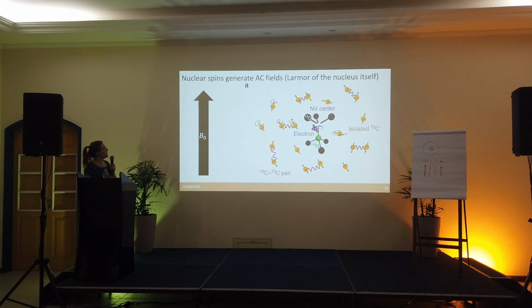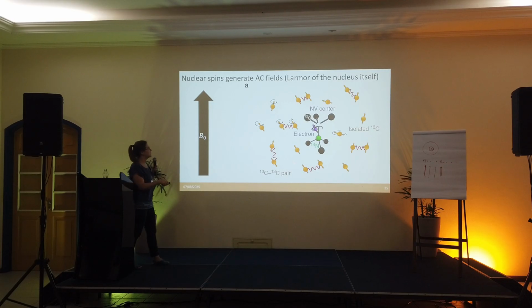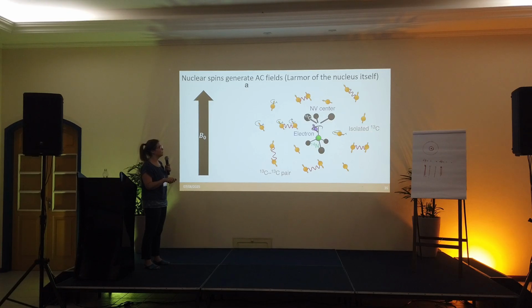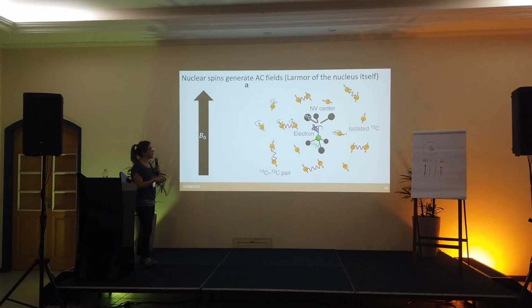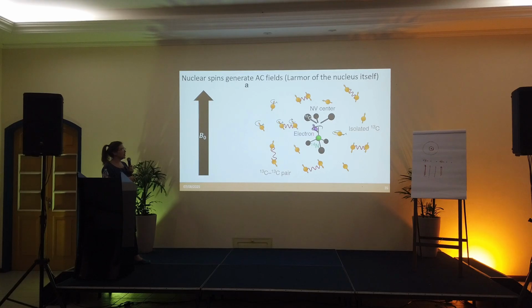One of the ways that this is an interesting feature to use is to look at single nuclei, nuclear spins that are surrounding the NV. In these experiments, we're using the electron spin of the NV as a probe for nuclear magnetic resonance of the nuclei that are surrounding this NV.